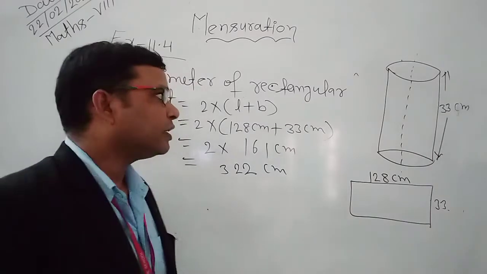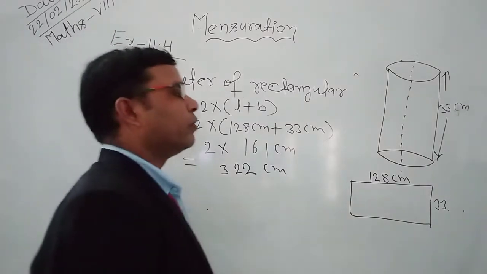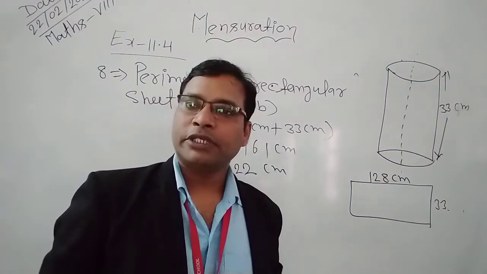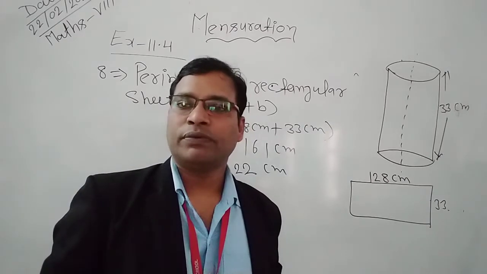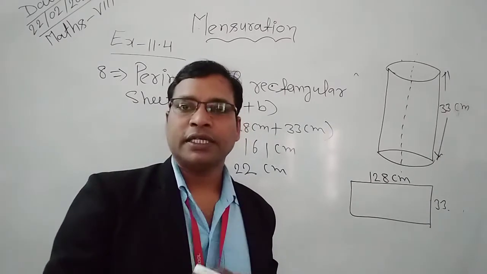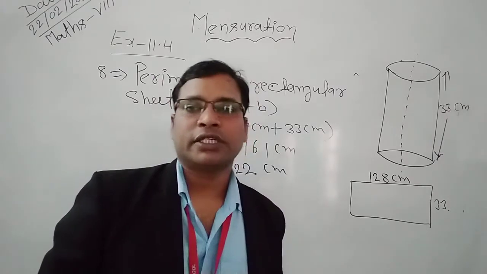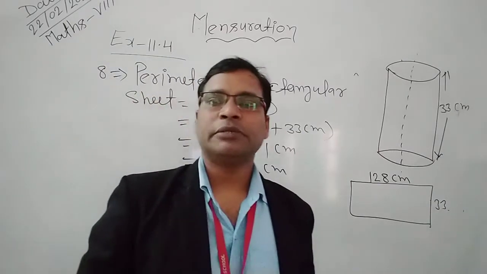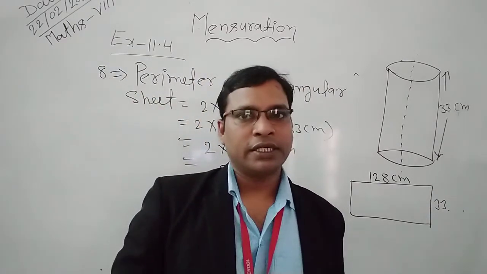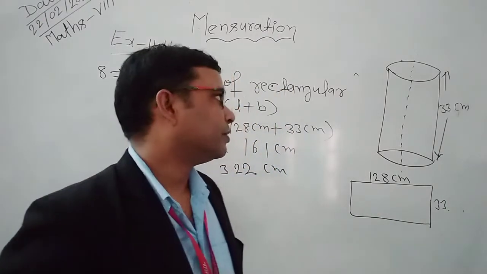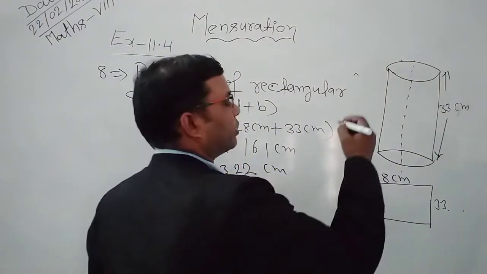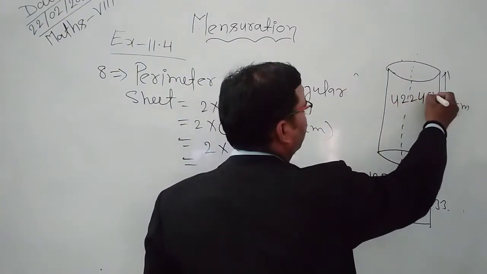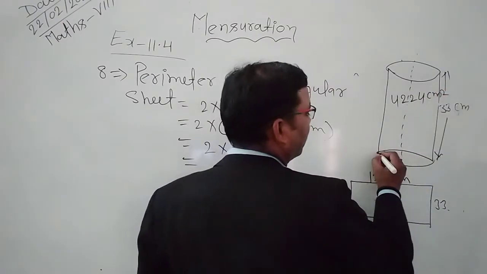This is clear? Student, in this question, this is given that this is a hollow cylinder, you can see, and the lateral surface area of this hollow cylinder is 4224 centimeter square, and it is cut along its height, and we get a rectangular sheet whose width is 33 centimeter. It means that the height of the cylinder is 33 centimeter. This is clear. And what is given? Total hollow surface area is given here, 4224 centimeter square.